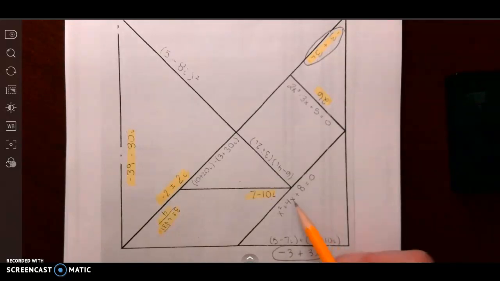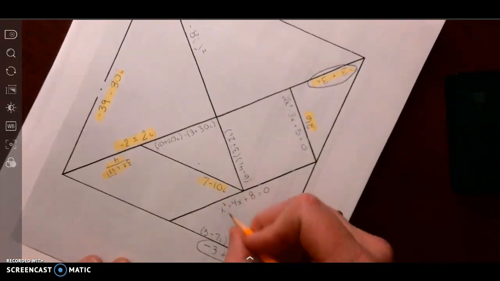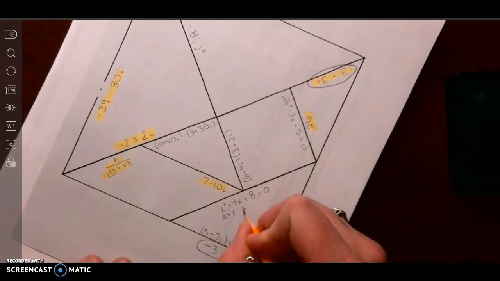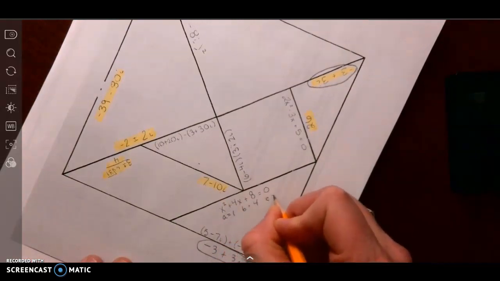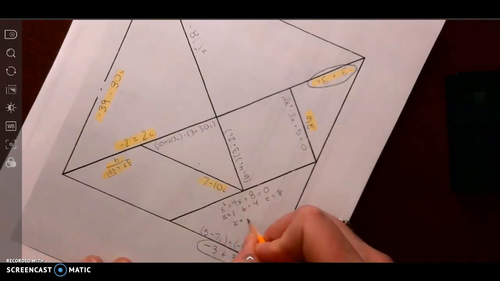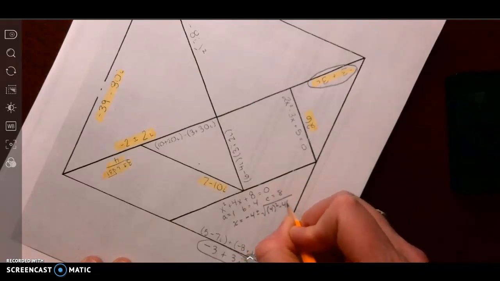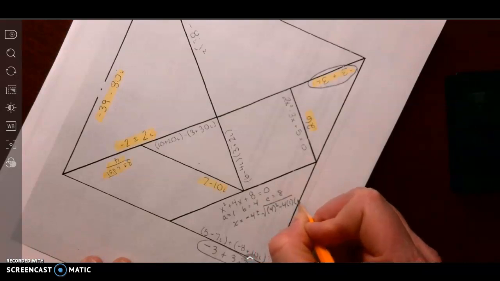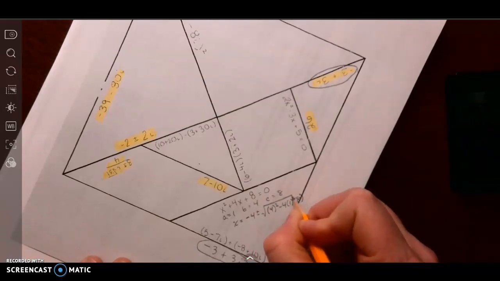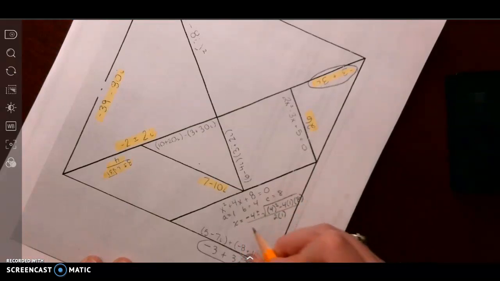All right, let's try this one here. This one looks like one where I'm going to need to use the quadratic formula. So A is 1, B is 4, C is 8. I'm going to do x equals opposite of B, negative 4, plus or minus the square root of 4 squared minus 4 times 1 times 8, all divided by 2 times 1.